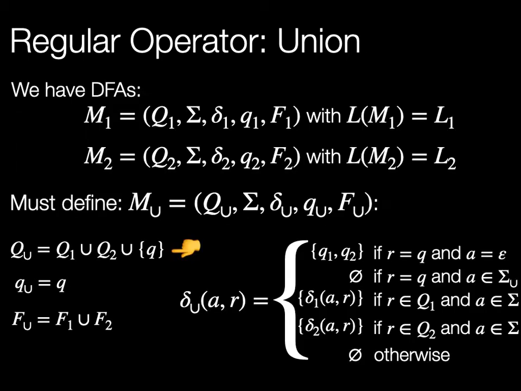Now we have DFAs M1 and M2. To define their union, we build an NFA whose states are the states of M1 and M2, but we add a new state we call q. This q cannot be a member of either Q1 or Q2.